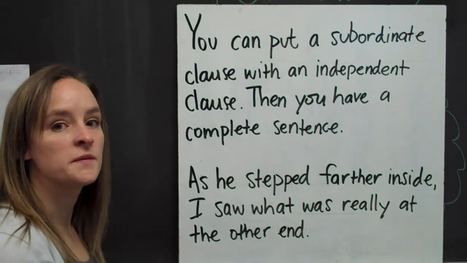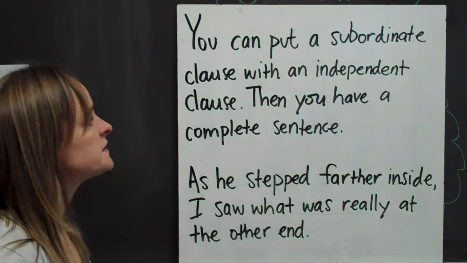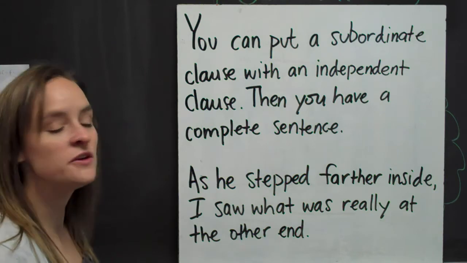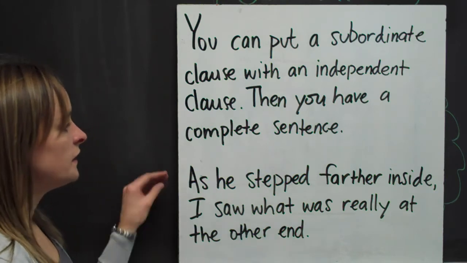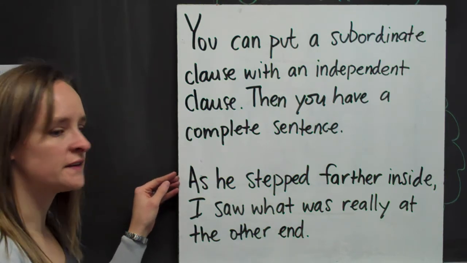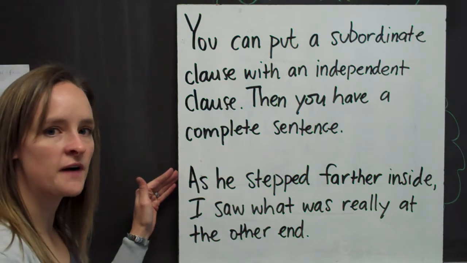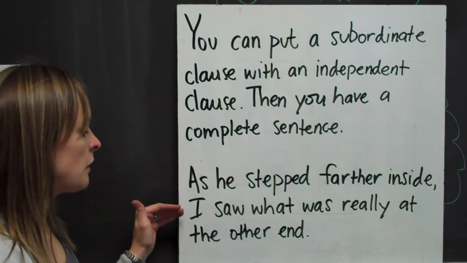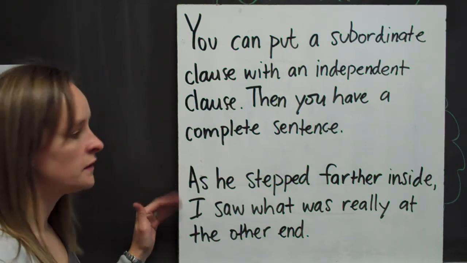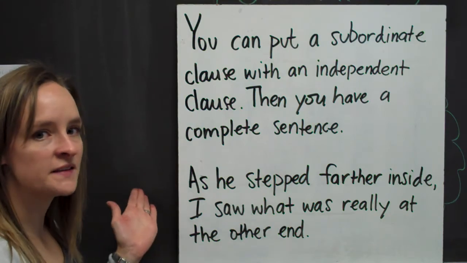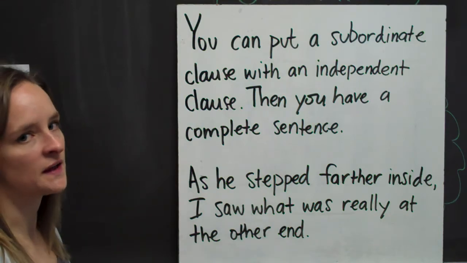You can put a subordinate clause and an independent clause together, and then you can have a sentence. We'll take our two previous examples. As he stepped farther inside, I saw what was really at the other end. We combine them, it makes sense. Now we have a complete sentence.